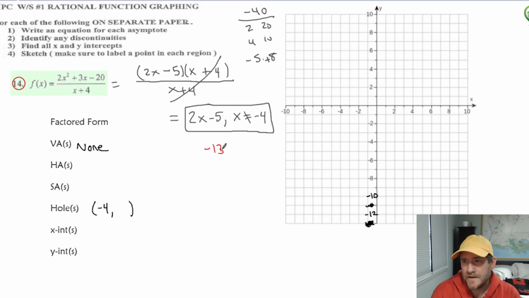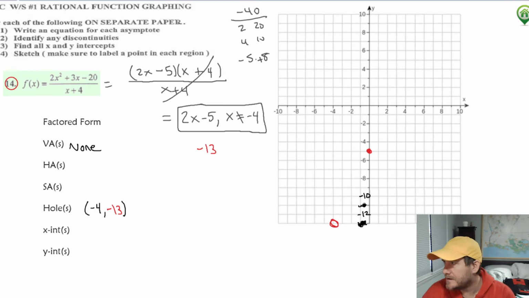Suffice it to say, negative 4, negative 13 is our hole, so I could plot that hole. It would be exactly there, and I'll make it nice and big. And I also have to pass through at negative 5, so I'm totally done. I just connect the dots here. I know that from this hole, I got to come up and pass through that intercept. By the way, how's my x-intercept looking? Looks like 2.5. And it should be 2.5, because that would be the x-intercept of my numerator.